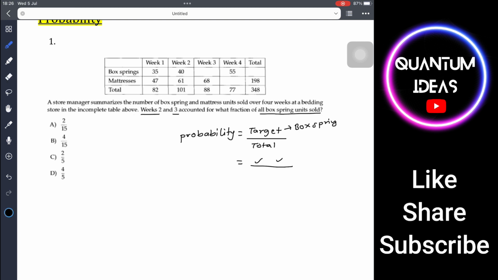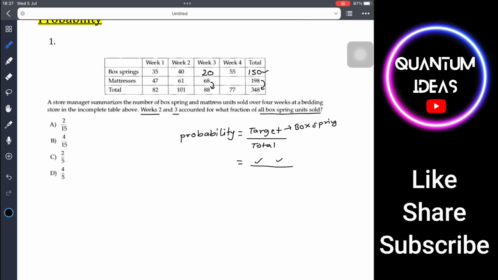Okay, let's see here. So we have to find this one, right? If you add this quantity with this quantity, we get this total. It means if we want to find this one, we have to subtract 68 from 88, and then we'll get the number of box springs sold in week 3. That is 88 minus 68, which will give you 20. Okay, we have 20 here. If you want to get this part, you have to subtract 198 from 348. So 348 minus 198 is equal to 150. So we have 150 total.